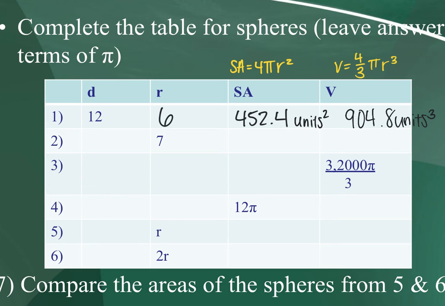So, guys, for the next one, we're given the radius. What would the diameter be if our radius was 7? It would be 14, okay? So let's fill in the 14. What would be the surface area if our radius was 7? Let's use the formula. Gabby, what'd you get?